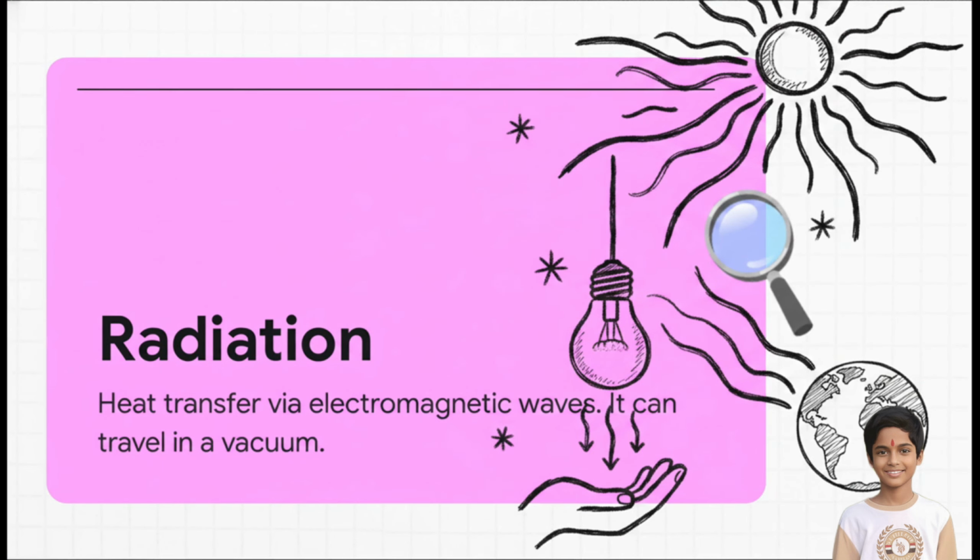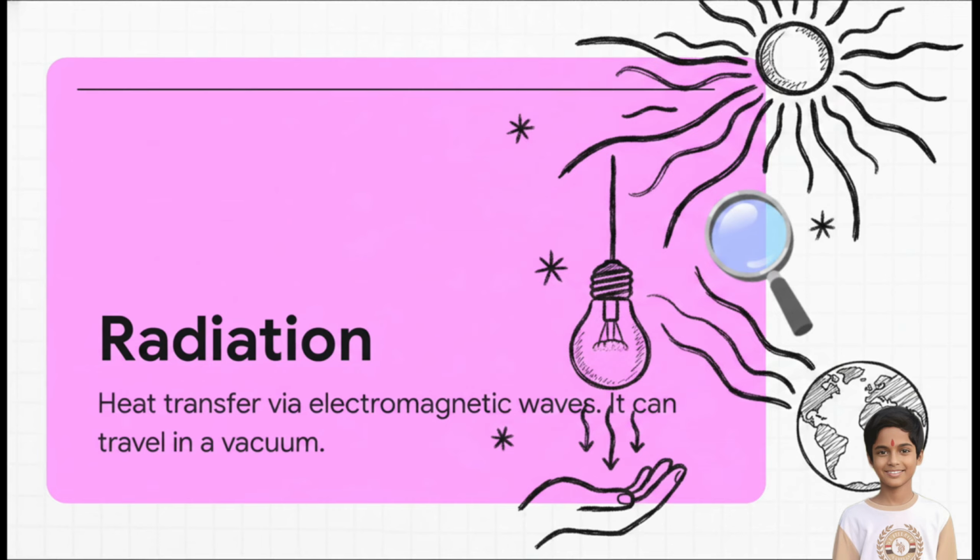All right, here is your definition for the exam. Radiation is a mode of heat transfer that takes place in the form of electromagnetic waves. The biggest game changer here: it does not need a medium to travel through. Heat radiations can travel through air or water, sure, but they can also travel through a complete vacuum. This is exactly how the sun's crazy amount of energy reaches us across the total emptiness of space.